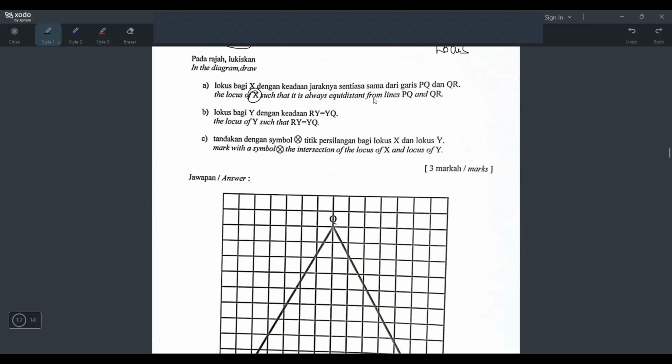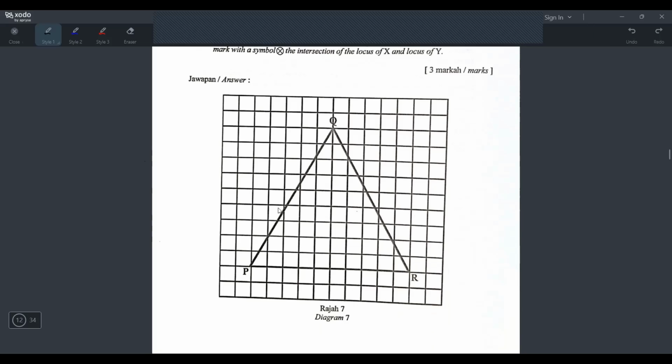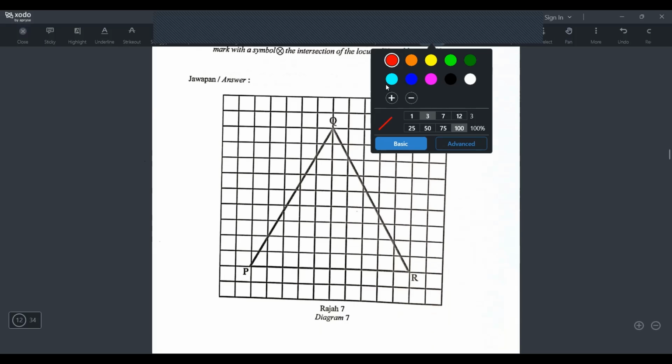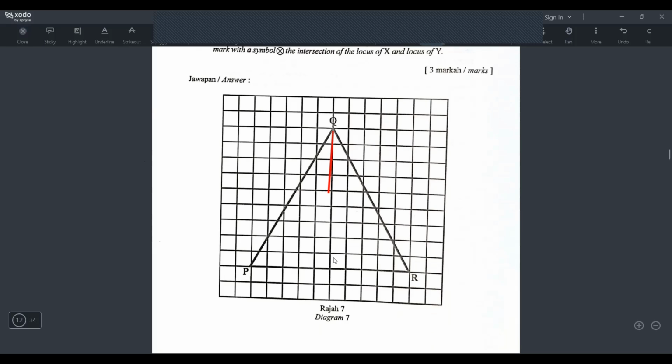So such that it is always equidistant from lines PQ and QR. So if you look at PQ and QR, it's this line and this line. So how do you think I should draw my X? It will be straight down the middle here. Okay. So let's use red color. But in the exam, you don't use red color. So let's draw like this. This is your locus X. Don't worry, I'll explain. And don't forget to label locus X.